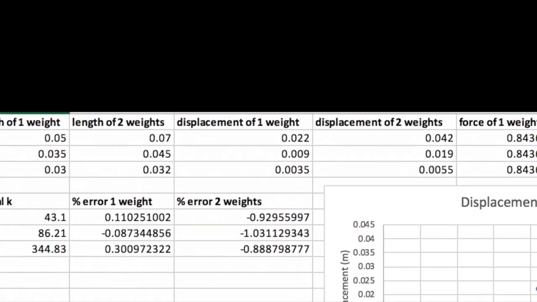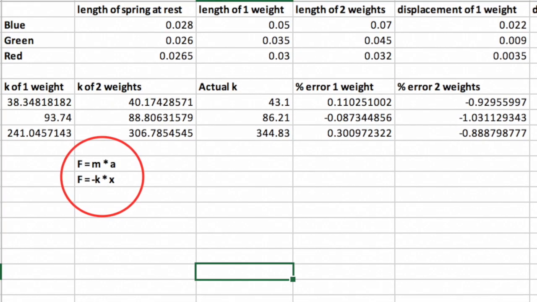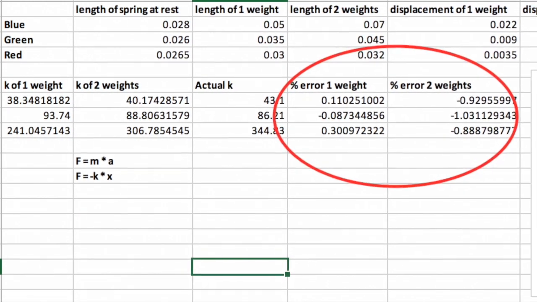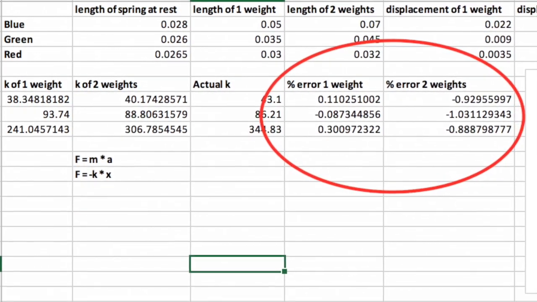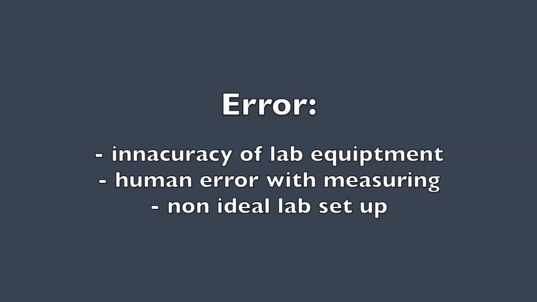K values were determined experimentally by dividing this force by displacement, as shown in the original equation F equals negative kx. The percent error was calculated using the theoretical values obtained. None of the errors in k values are greater than 1.03%, but these small differences are due to the tolerance of measuring devices and the estimation of gravity being rounded from a more complex number.